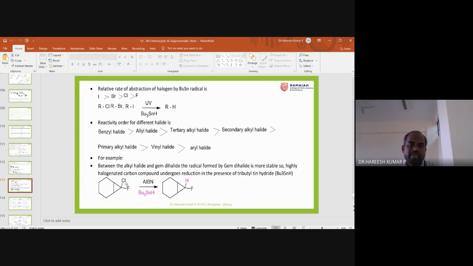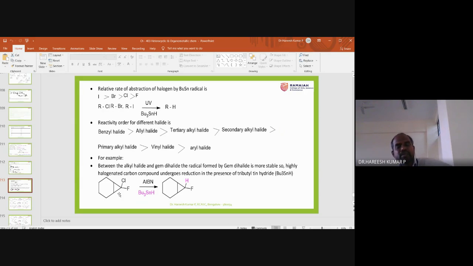So what will happen here? What you can observe: chlorine and fluorine. Chlorine has the higher molecular weight, so this chlorine is replaced with hydrogen. The product is this. So you can take this example and write the mechanism.